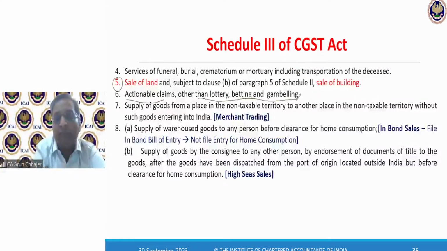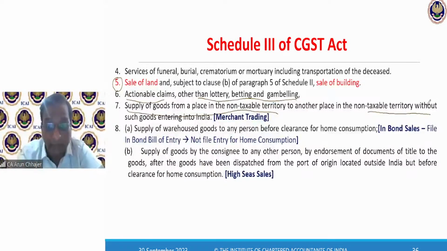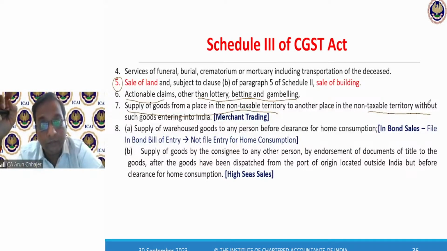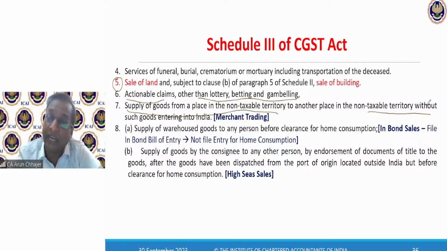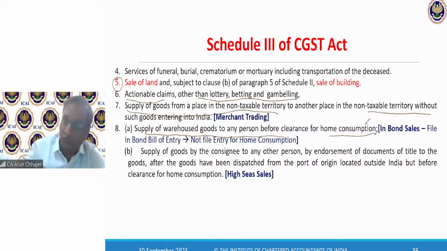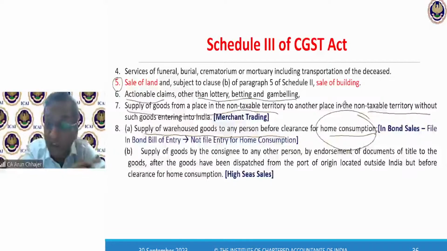Actionable claim other than lottery, betting and gambling. Then supply of goods from non-taxable territory to non-taxable territory. It means, let's say I have purchased goods from USA and directly supply the goods to the UK without entering into India. Then supply of warehoused goods to any person before clearance for home consumption. So goods have been purchased and reach India, but I have not filed the bill of entry for home consumption. Till the time I have not filed the bill of entry, if I make the sale prior to that filing of bill of entry, it would be out of GST.